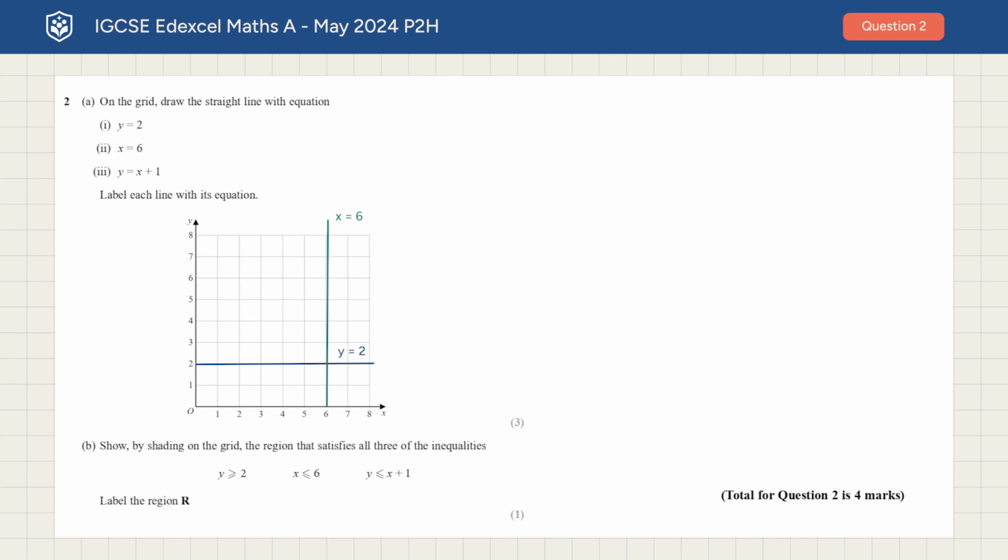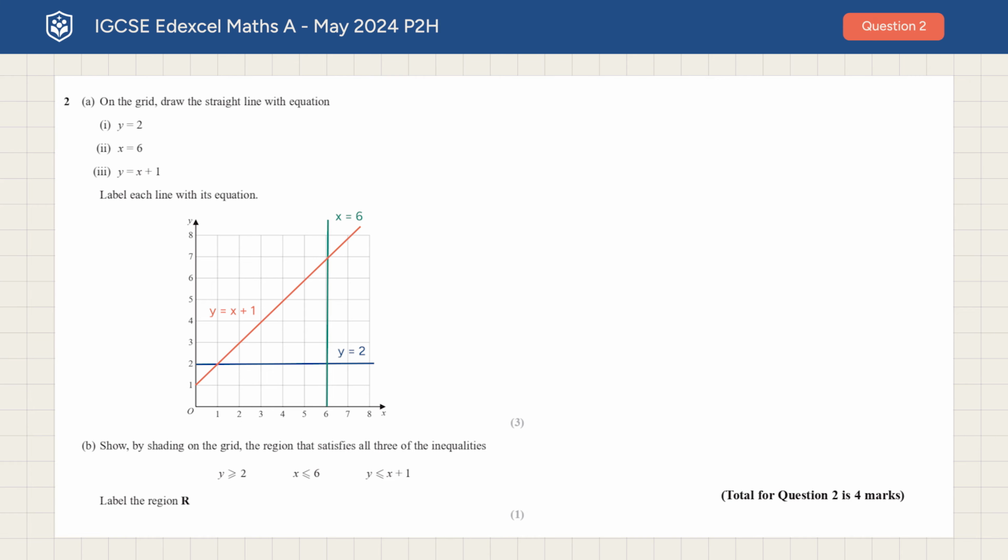at 6. Third, y equals x plus 1. This equation is in the form y equals mx plus c. Here the gradient m is 1, and the y-intercept c is 1, so the line crosses the y-axis at the point (0, 1). From there, because the gradient is 1, we go up 1 and right 1 to plot another point, then draw the straight line. Make sure to label each line clearly with its equation.